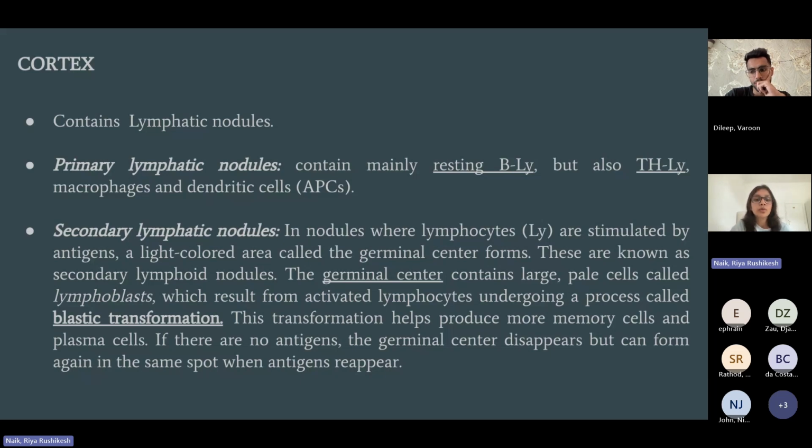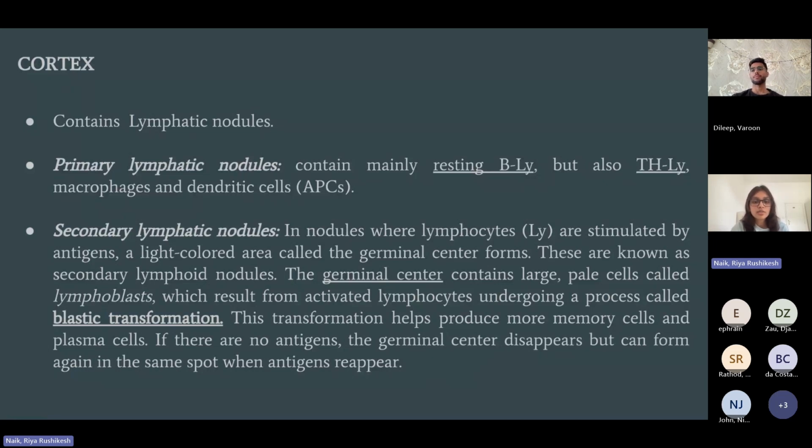This is very important to know because it can very easily be asked in your micros, and even in slide tests, where they will probably ask you to explain secondary lymphatic nodules and how they arise. So this blastoid transformation occurs, which converts the lymphocytes into lymphoblasts. And this transformation helps produce more memory cells and more plasma cells, so that if any antigen is present, a proper immune response can take place.